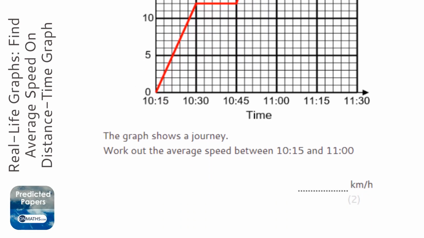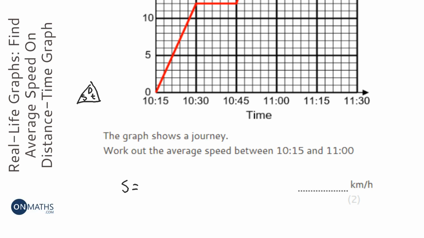Okay, so first thing we need to remember the formula. Now we have a little triangle here of speed, distance and time. Distance always goes at the top. We're looking for speed, so speed equals distance over time.